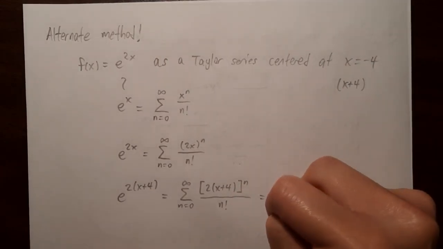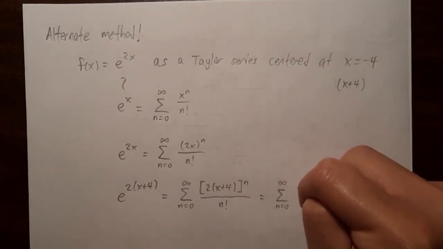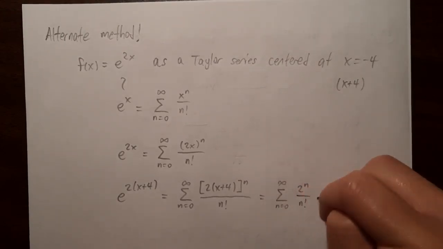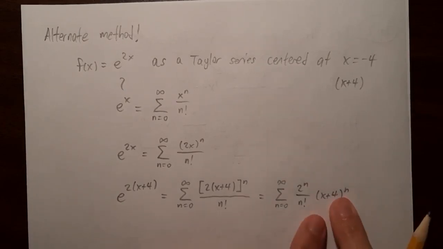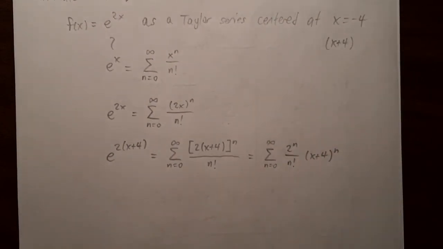If I go and simplify it out, I'm going to get, I think, 2 to the n divided by n factorial times x plus 4 to the n. And that is a power series that is centered at x equals -4. So we're good to go there.